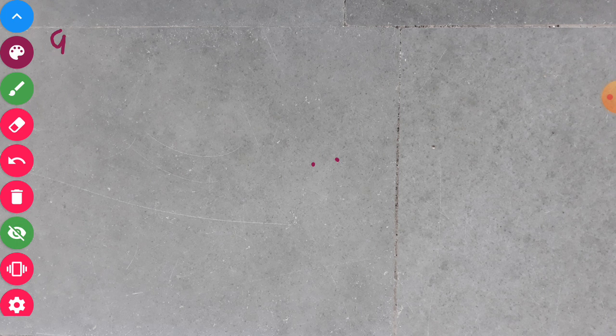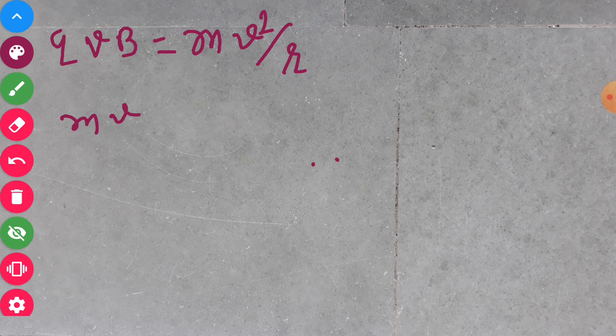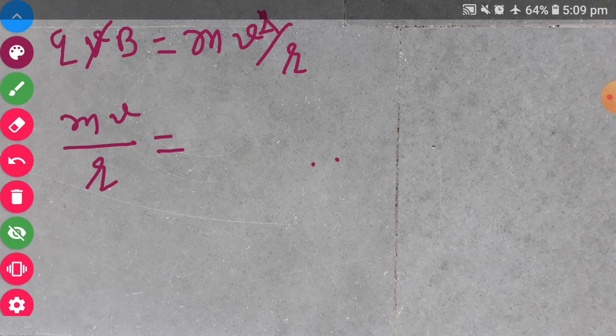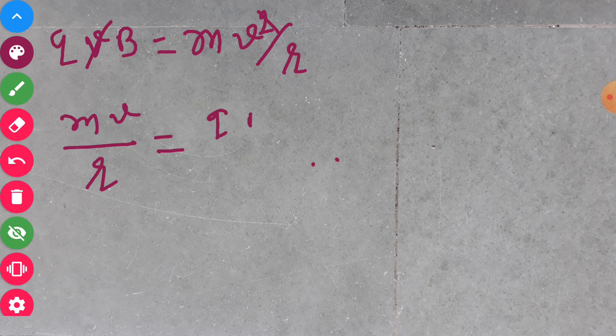That is QVB equals mv squared upon r, and we can easily write mv upon r equals qB, because this v will cancel out, and we can write v equals r omega.